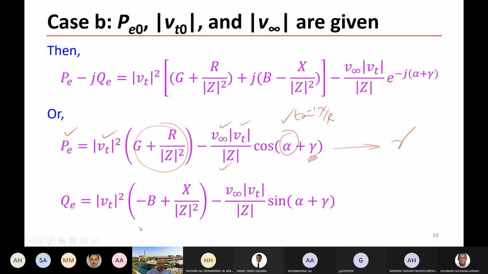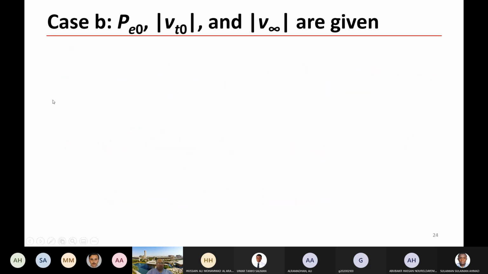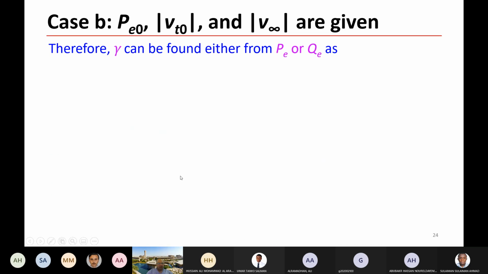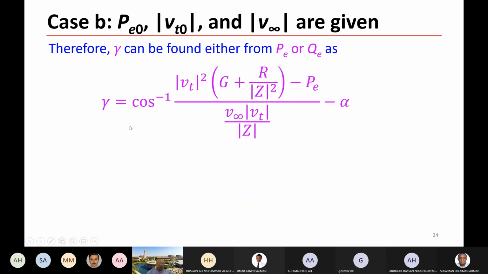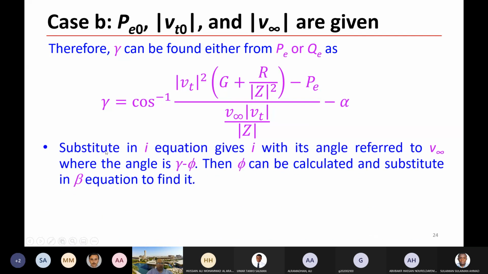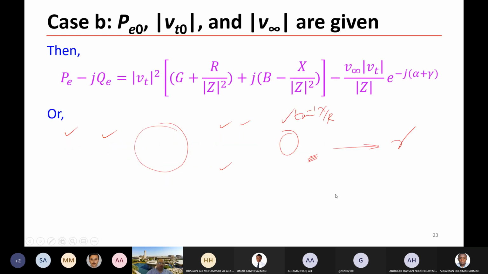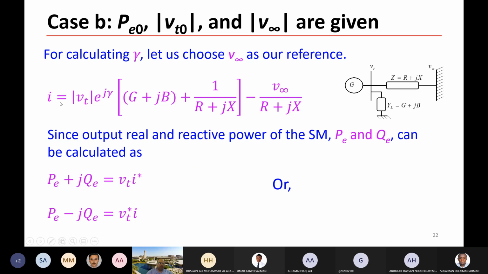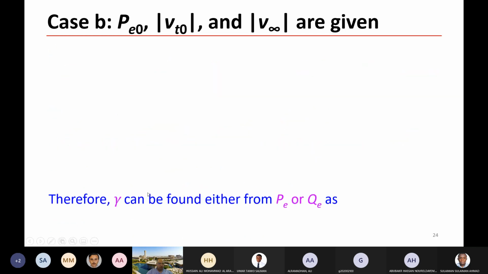This is not needed at the time being. QE is not known, not needed, just for the derivation of the equation. So gamma can be calculated as such. Substituting in the I equation gives I with its angle from this equation. If you substitute gamma here, then you can have the complex number, so you can get the current and its angle.